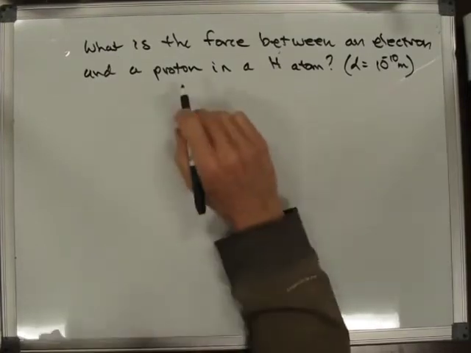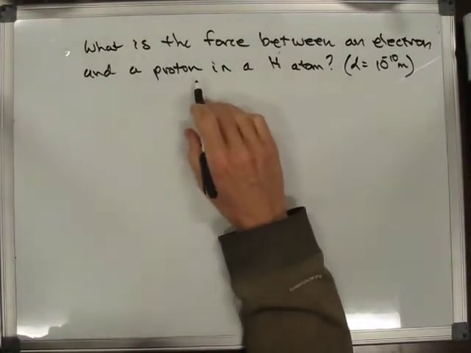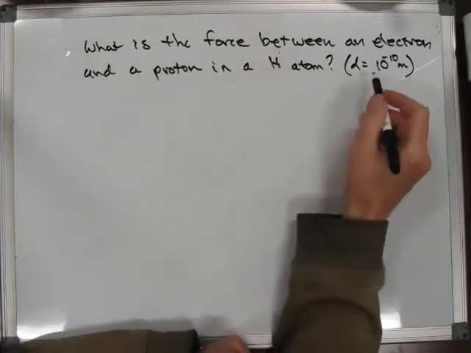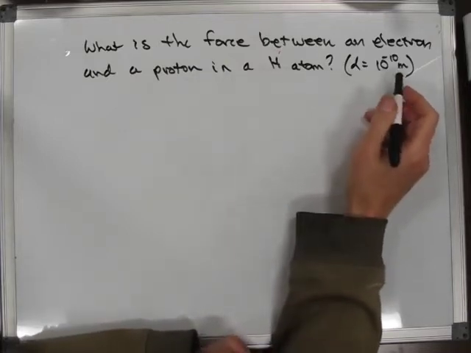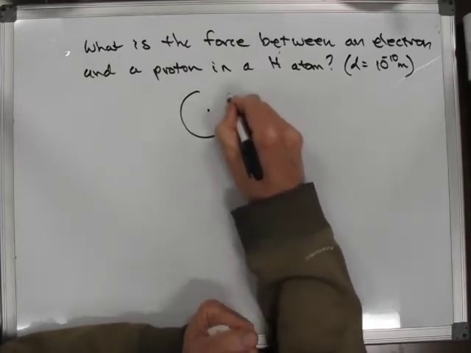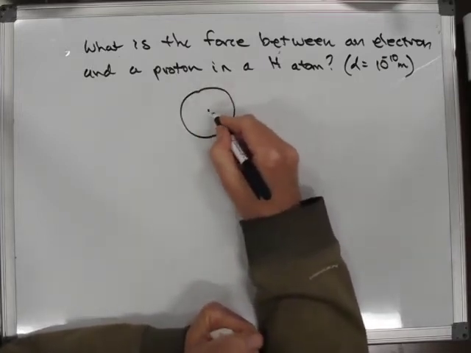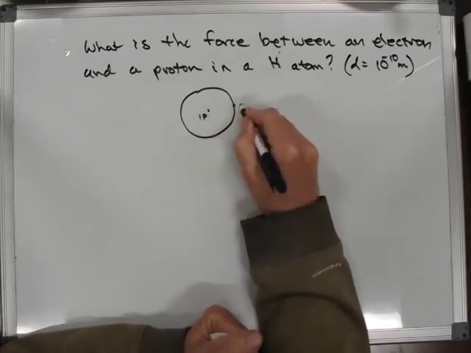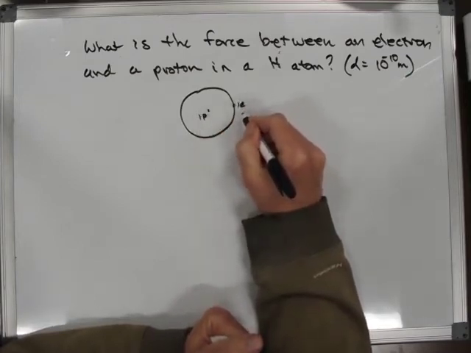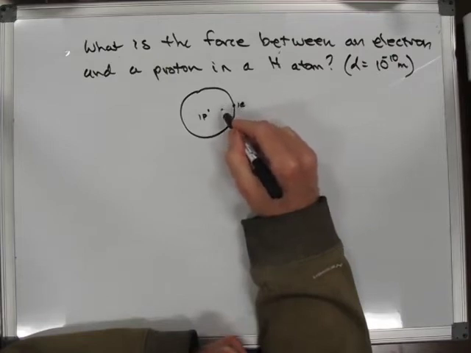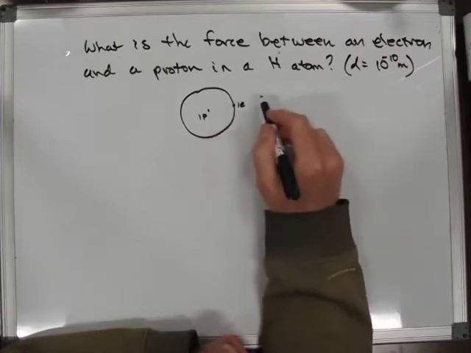So now we can ask the question, what is the force between an electron and a proton in a hydrogen atom, where the distance between them is on average about 10 to the minus 10 meters? Here's my hydrogen atom and here's the electron orbiting around it. A hydrogen atom just has a proton in the middle and an electron going around, and this sort of planetary picture is obviously wrong. But we can calculate the average distance, and it's about 10 to the minus 10 meters.